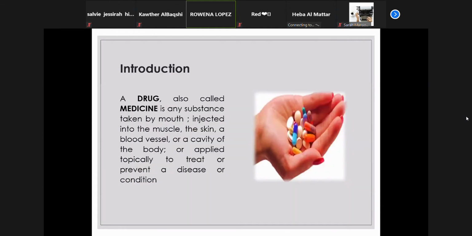So a drug, also called a medicine, is any substance taken by mouth, injected into the muscle, the skin, a blood vessel or cavity of the body, or applied topically to treat or prevent a disease or condition. So even if it is ointments, it is still considered as a drug.